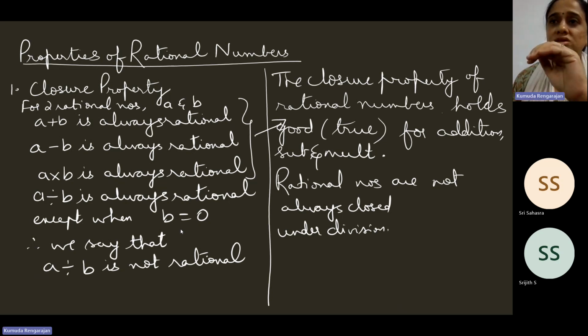Rational numbers are always closed under division, except when the denominator is 0. Otherwise, rational numbers are closed under division, true. Otherwise, it's false.